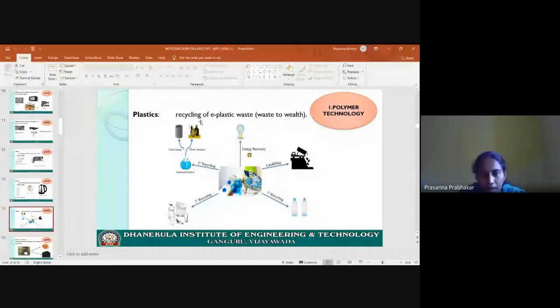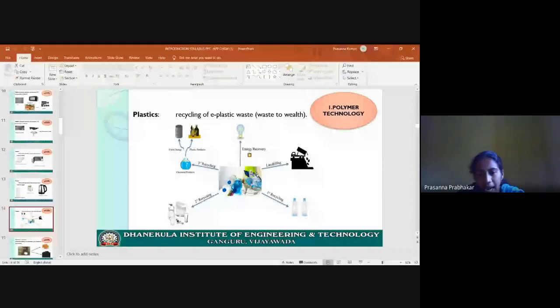Recycling of e-plastic waste is nothing but waste to wealth. So here, after using plastic materials, they may go through recycling processes like landfilling, and also by using some chemical products they may produce some energy and produce some plastic products and also produce some energy. So these all are the uses of the recycling process. Okay, this is the total information about plastics.